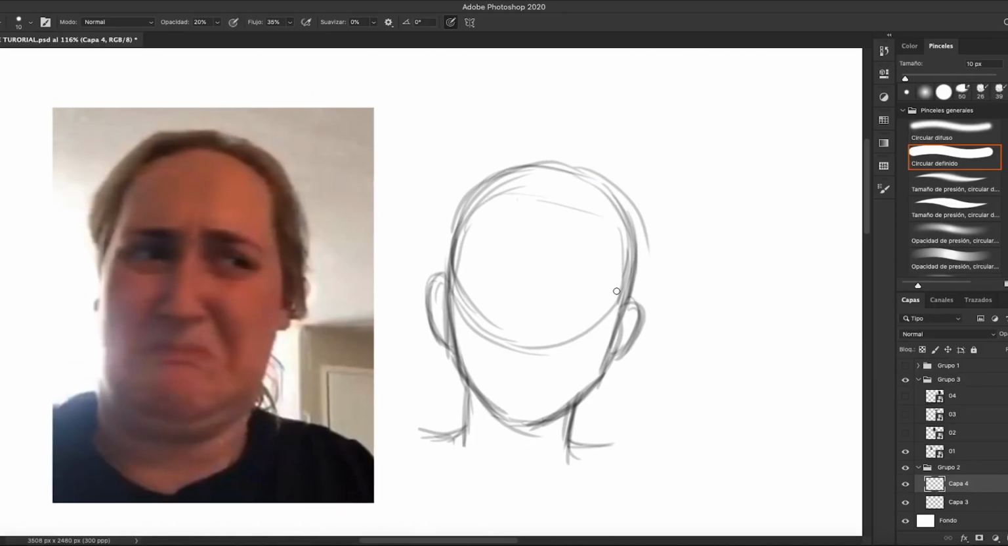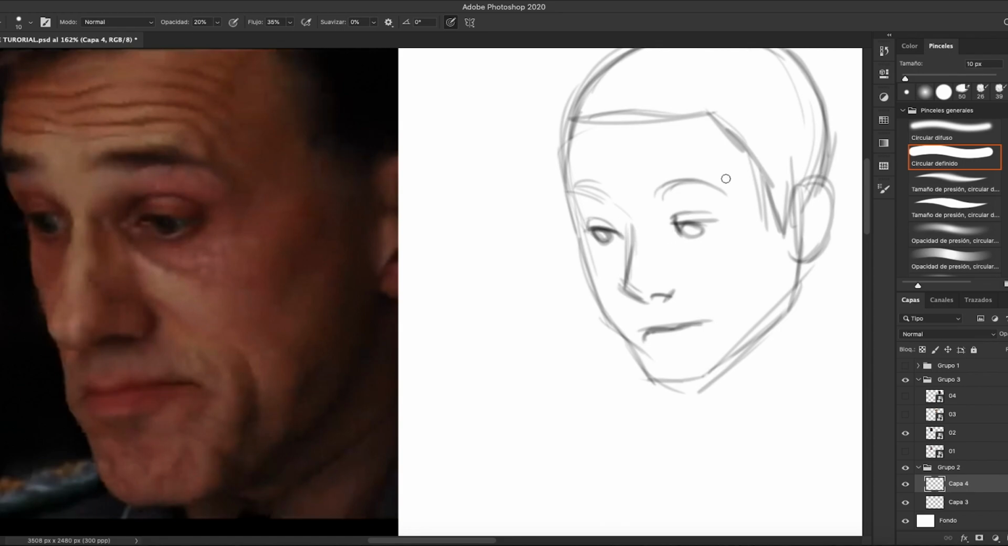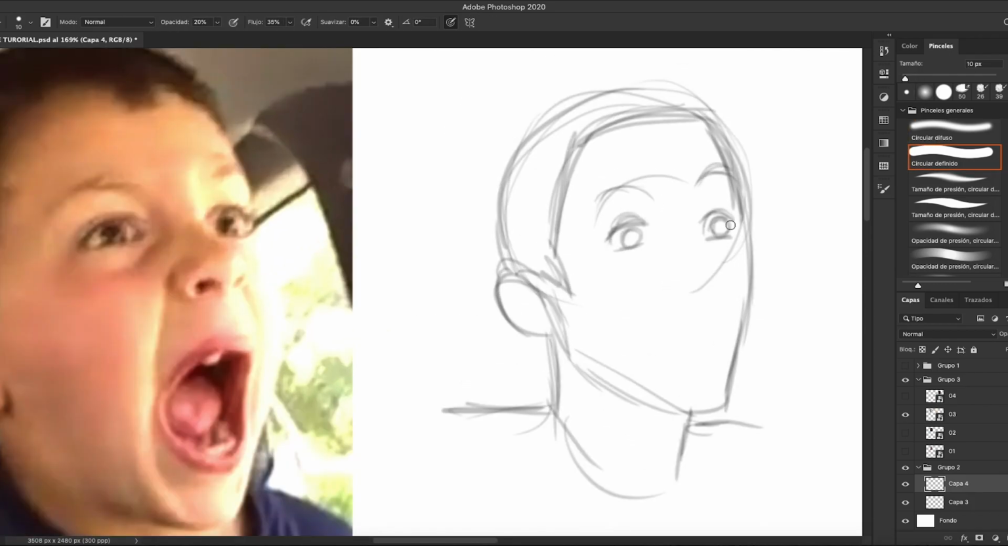Working with this easy face will help us get used to getting ugly and extreme with expressions. Because many artists who are starting are afraid to push it because they fear their characters will look ugly. And they end up losing all their personality.